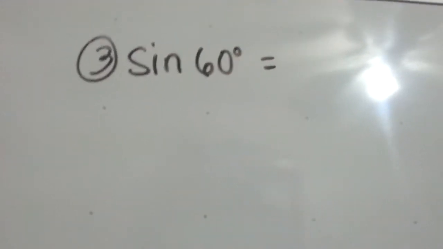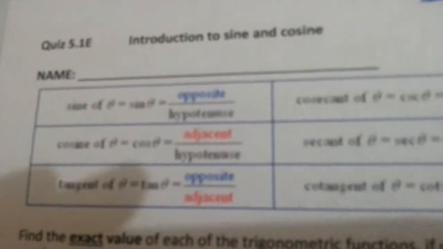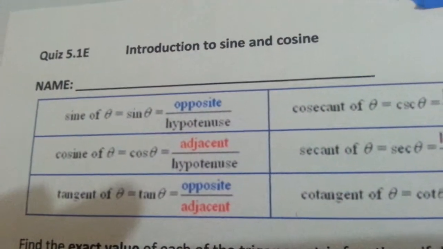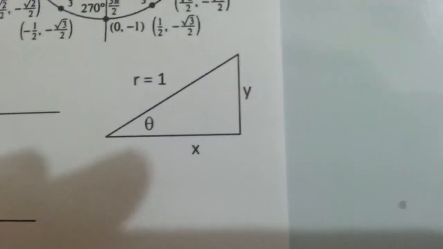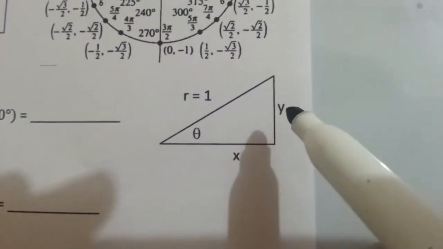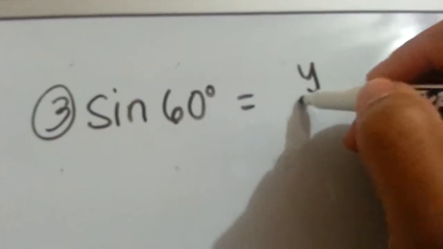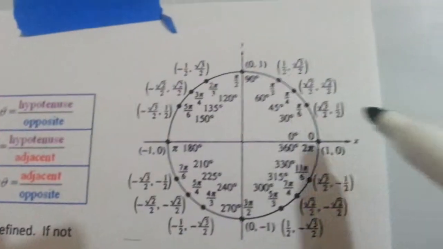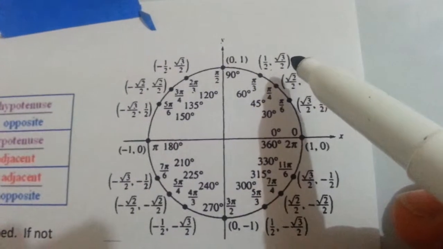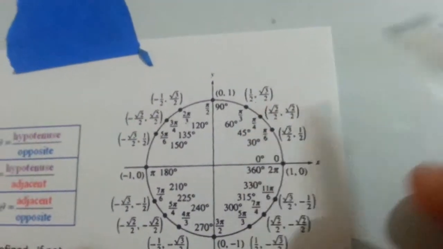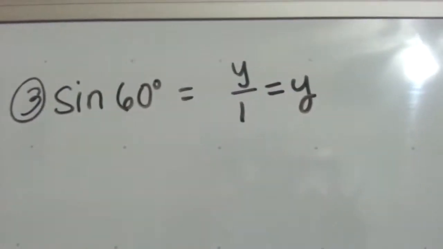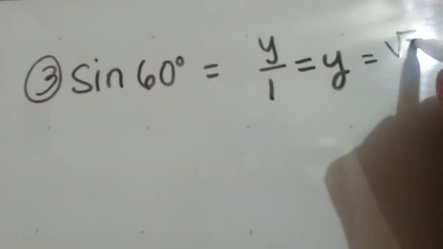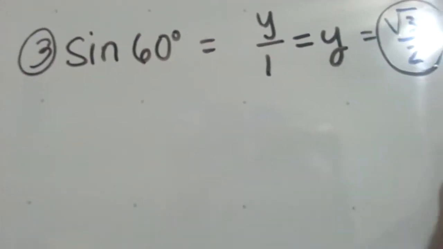Alright, the next problem is sine 60. Remember, sine is the opposite over the hypotenuse. Opposite is y, hypotenuse is 1. So we're looking for y over 1, or just y. So we go to 60 degrees. And we find the y value. The y value is the square root of 3 over 2. And that's going to be the answer.